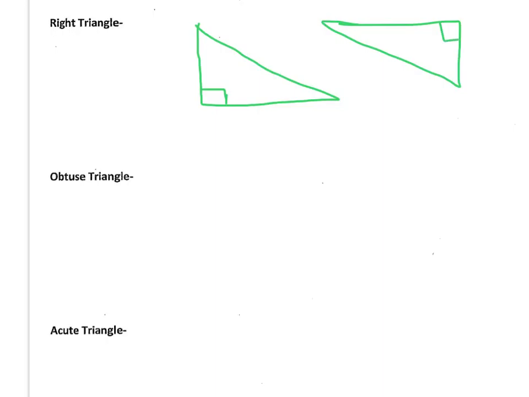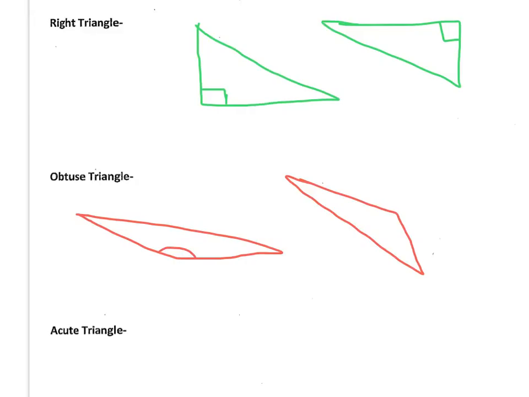An obtuse triangle is a triangle that has one obtuse angle. So it can look lots of different ways, but it's got to have one angle that's bigger than 90 degrees. As long as it's got one angle bigger than 90, then it would be considered an obtuse triangle. So those are some examples of obtuse triangles.